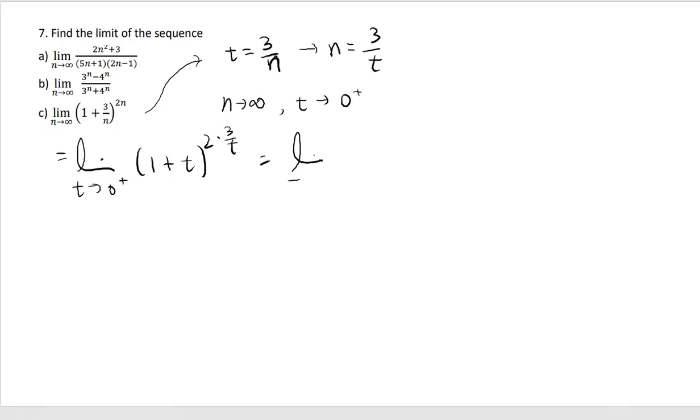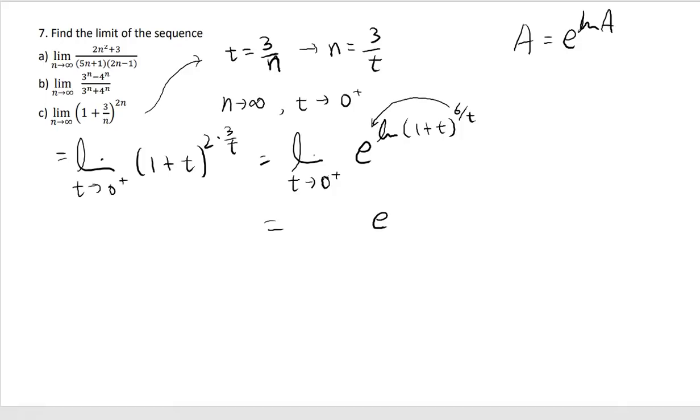Okay, we now use the trick that we've been using for all these exponential forms, which is to write any number as e to the ln of a. So we write this as e to the ln of (1 plus t) to the 6 over t. And then this hops over the log, which is e to the 6 over t ln(1 plus t), limit t going to 0 plus. And now this can be thought of as infinity over infinity, which means you can use L'Hopital.